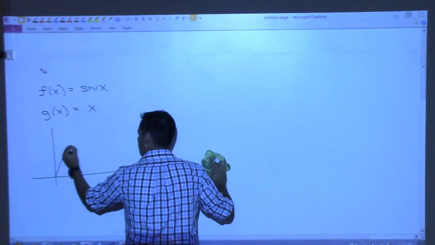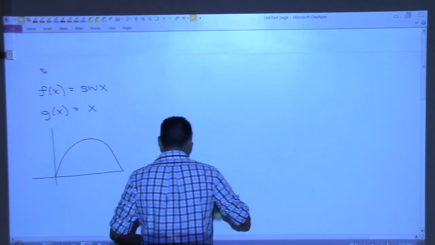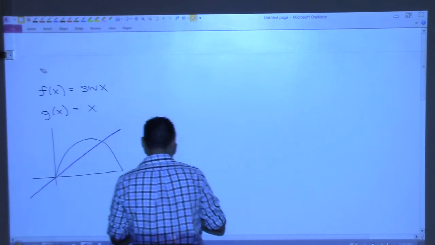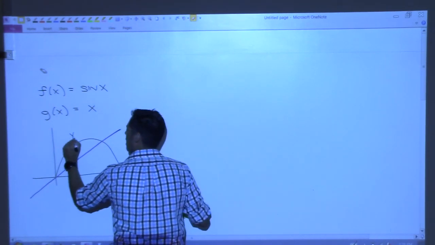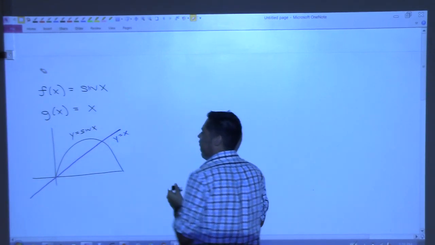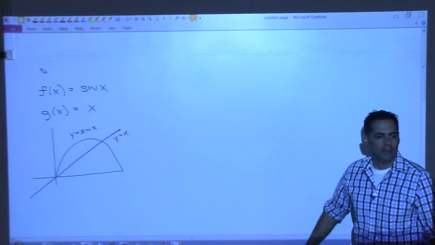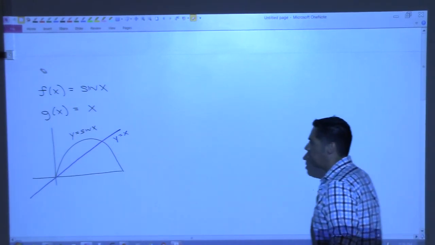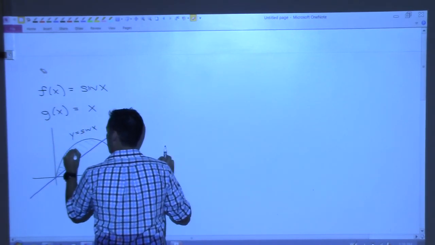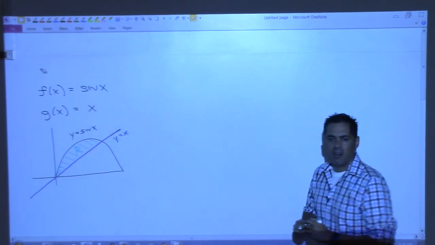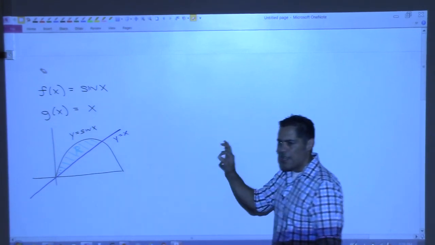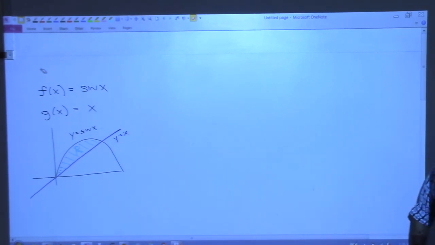So sine x goes like this, right? And goes down, back up. And f of x equals x does that. So this is y equals sine x, and this one is y equals x. Okay? You with me? I would like us to consider this region right here. Call that R. What is its center of mass, assuming that it's a homogeneous lamina? Where's the exact center of mass of that object?